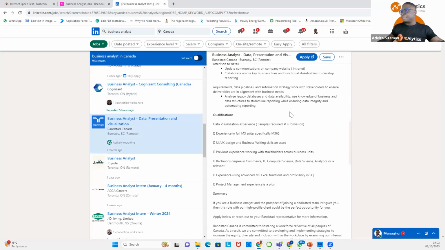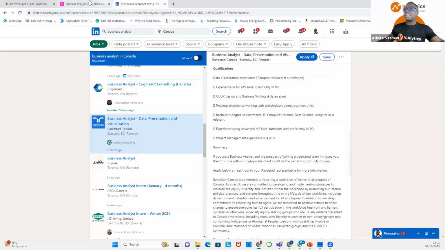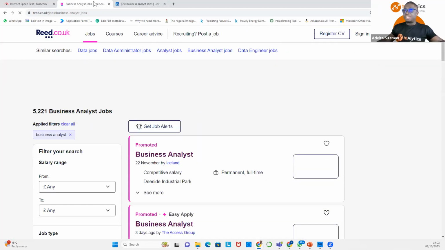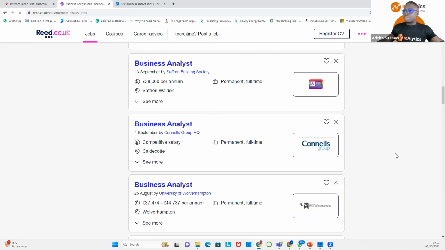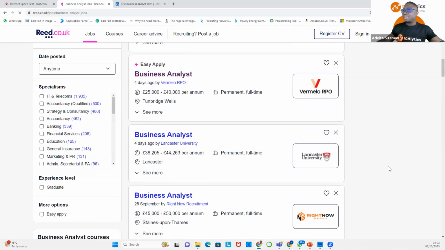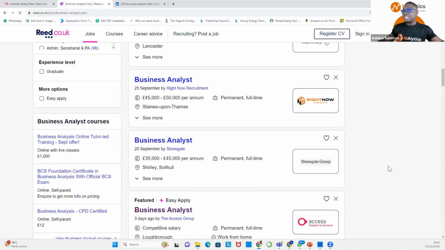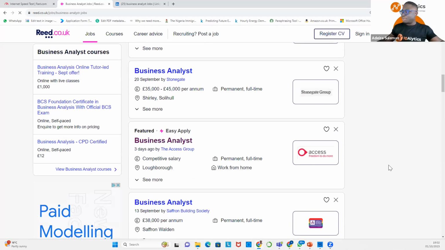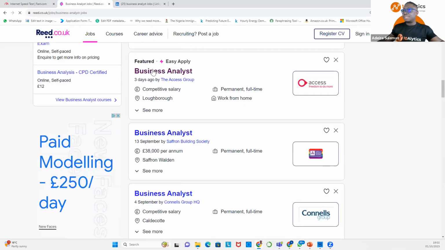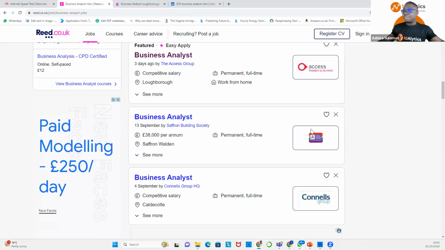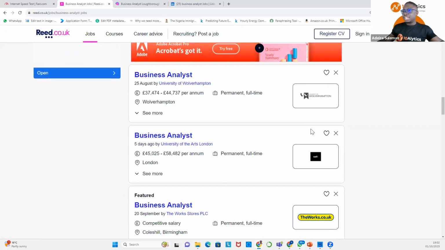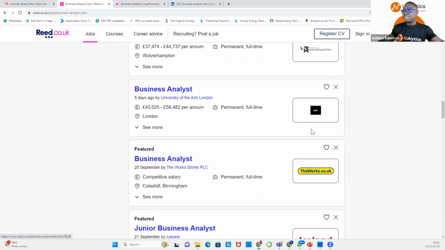Let's check reed.co.uk for the UK. I always like reed.co.uk or gov.uk. So let's see some of these jobs posted 3 days ago. Let's see this one. All right. You want to see the jobs that were posted more recently. Let's check if we have any other one posted recently as well. 5 days ago, let's check this.